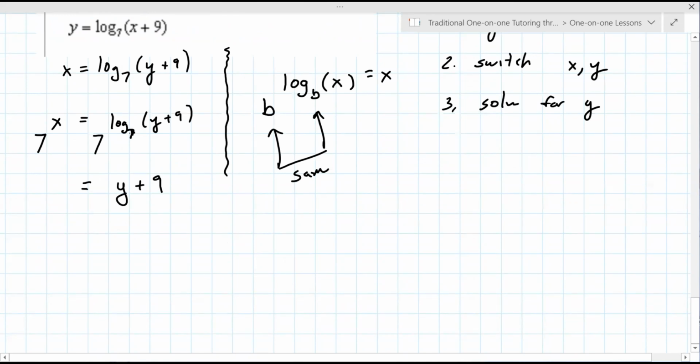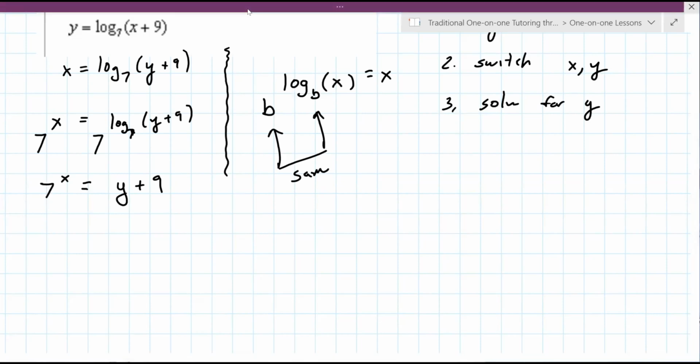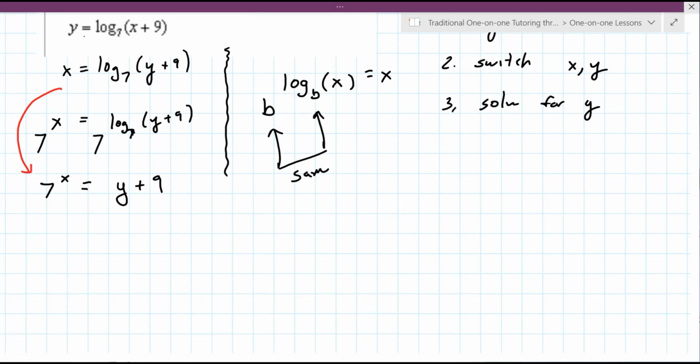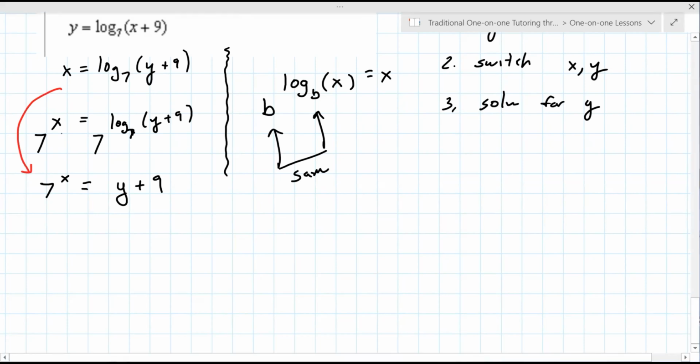The 7 and log base 7 undo each other. Okay, so now what some students do is they know this, and then they just write this next step there, and I'm okay with that. If you're showing work, you may need to show that, but you already said that's not happening.